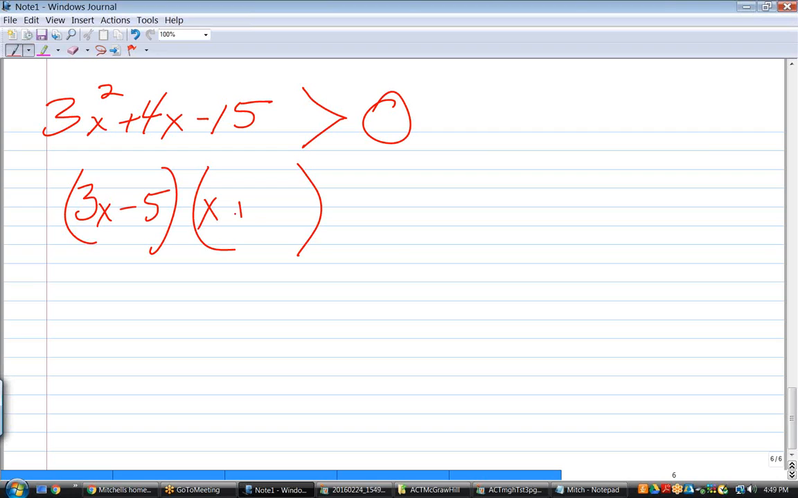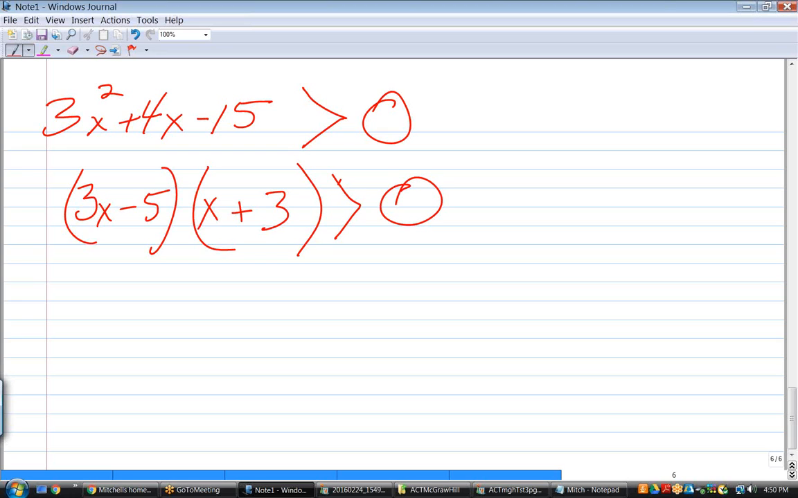We know the signs have to be opposite. We'll put the 3 there. Does that give us a correct middle term? No. We get our middle term by checking the inside and the outside. That's minus 5x. That's plus 9x. Add them together. Oh, yeah, it is. It is correct. So, first step is to factor. Now, if that was equal to 0, it'd be a piece of cake. But it's greater than 0.